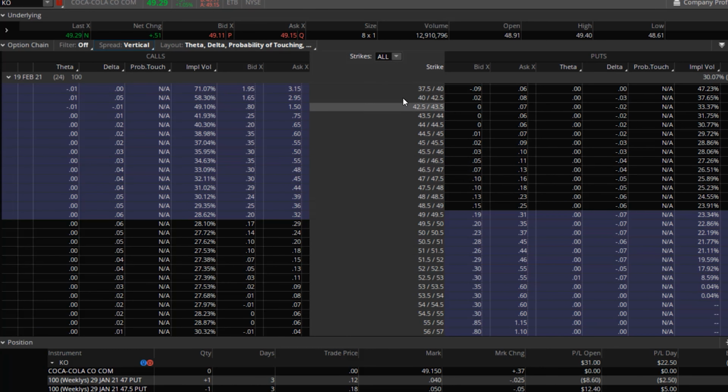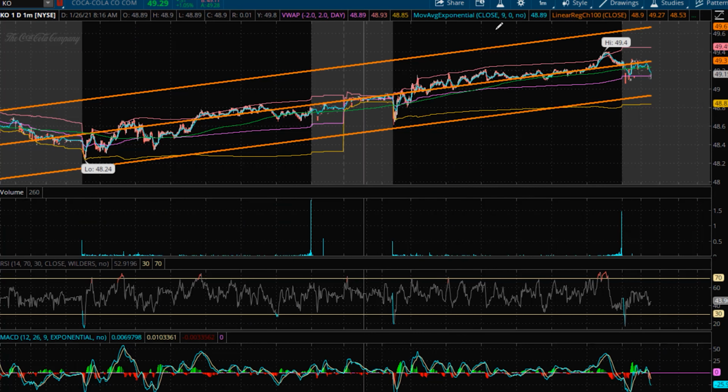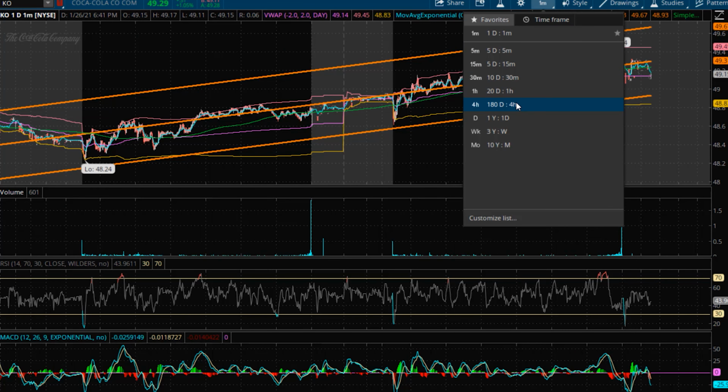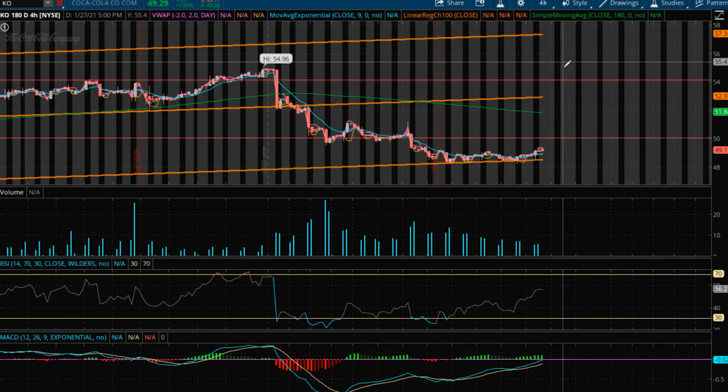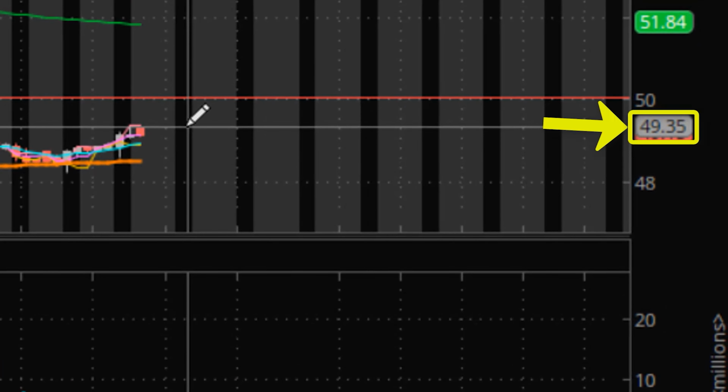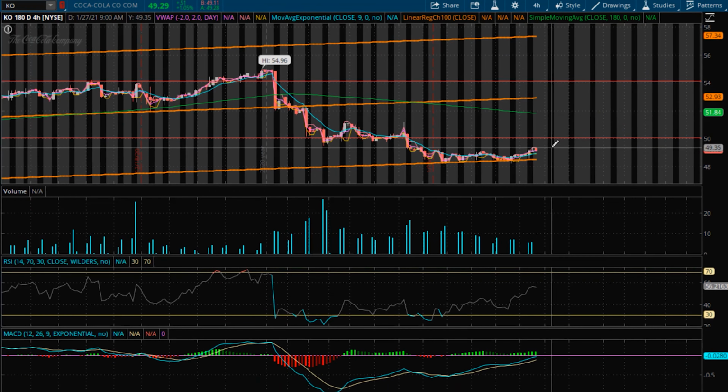So for example, let's go ahead and take a look at Coca-Cola stock, and let's take a look from a 4-hour view, right? And I know there's a lot going on, so I'm just zooming in a little. So currently Coca-Cola stock is at $49.35, right? Now I don't want to get too much into technical analysis because I have a bunch of videos explaining that, but let's just go a little deep into technical analysis for a few seconds.